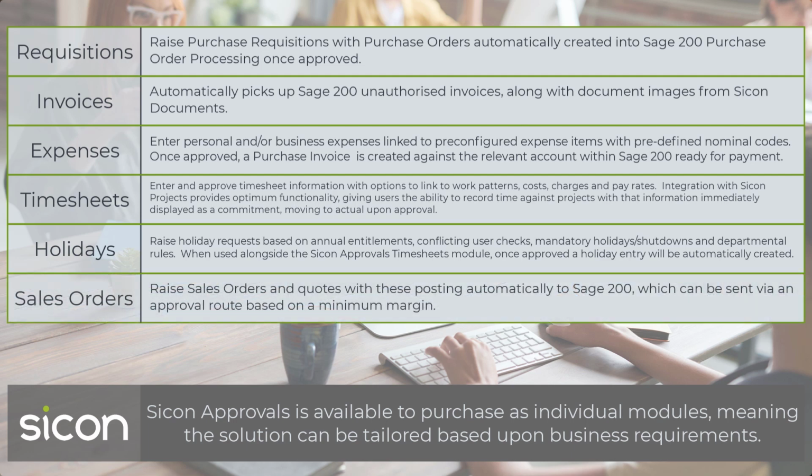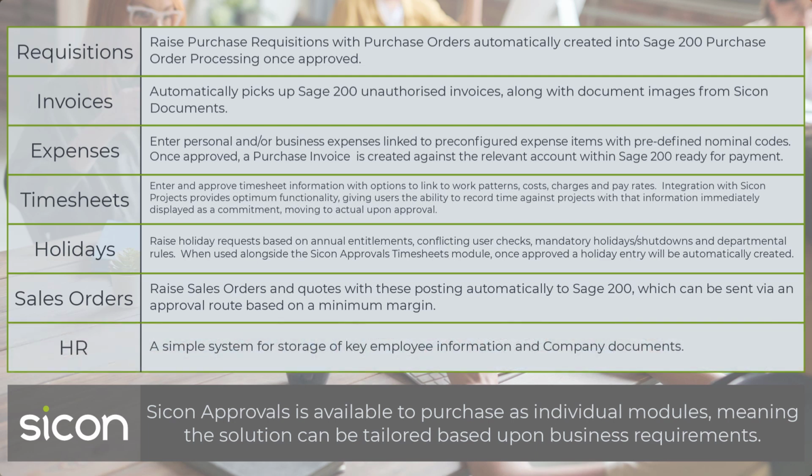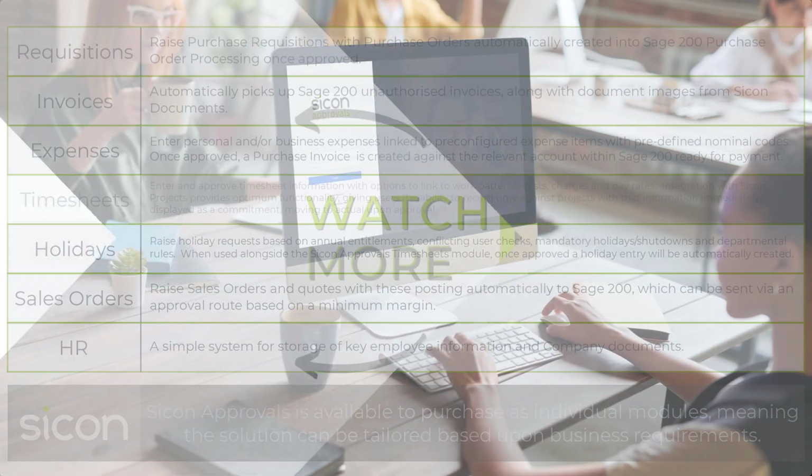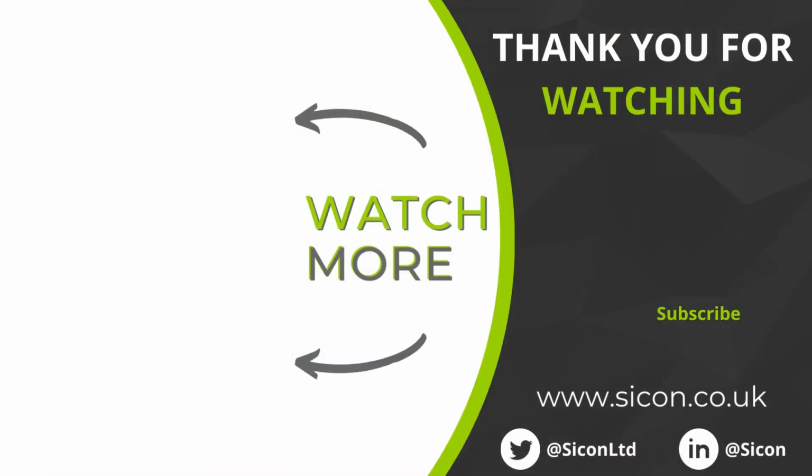Sales orders. Raise sales orders and quotes with these posting automatically to Sage 200, which can be sent via an approval route based on a minimum margin. HR. A simple system for storage of key employee information and company documents. This is just a sample of the functionality that's available.